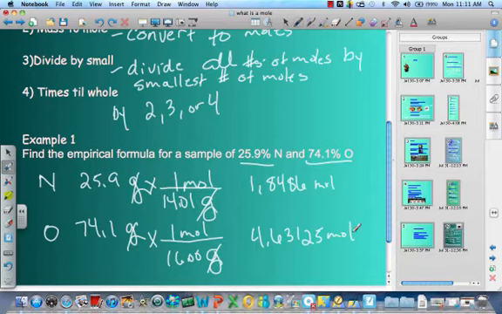The next step says divide by small. Of these two numbers right here, which one is the smallest? It's going to be 1.8486. That's my smallest number, so I'm going to go ahead and divide both of these numbers by 1.8486.